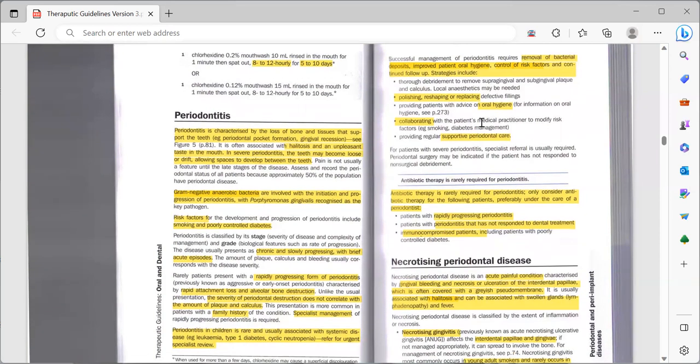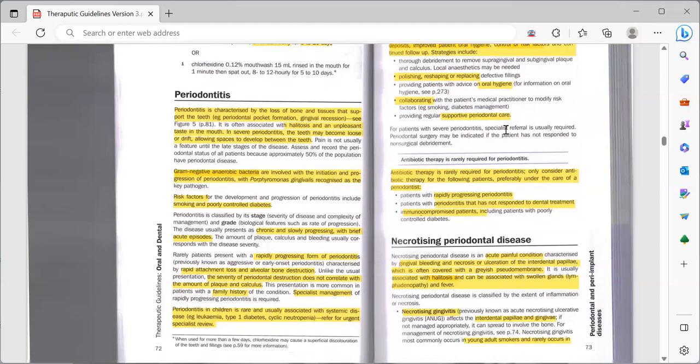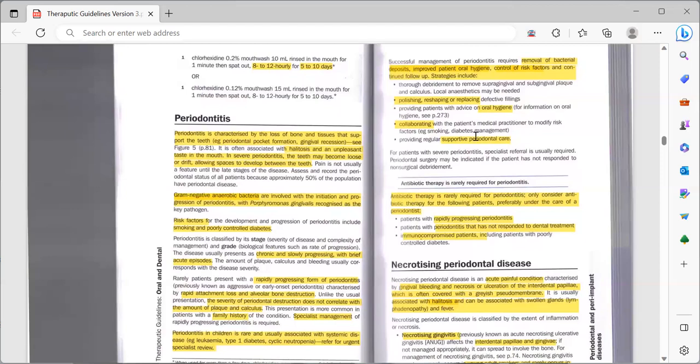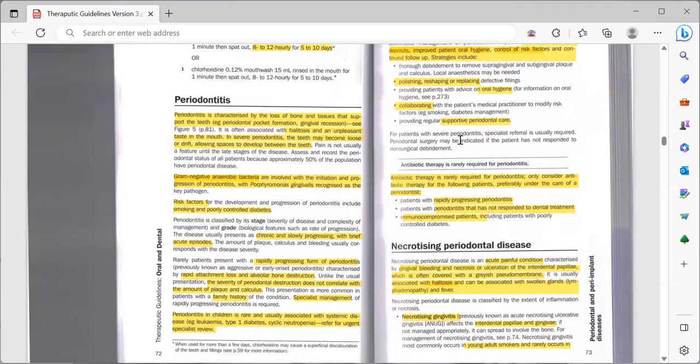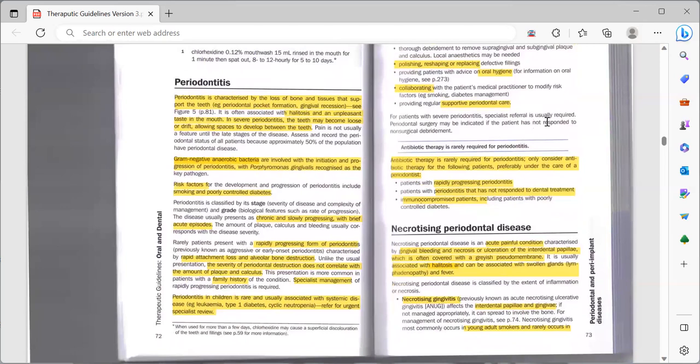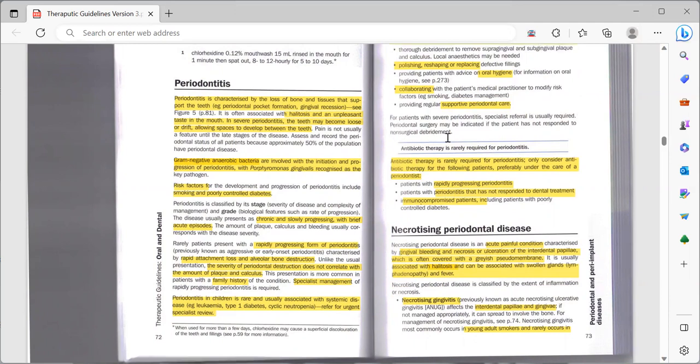Then collaborating with the patient's medical practitioner to modify risk factors. With smoking and diabetes, you cannot do anything, right? So you need to collaborate with the patient's GP. And providing regular supportive periodontal care, which means you need to see your patient more regularly if he has a gum issue. For patients with severe periodontitis, specialist referral is usually required. Periodontal surgery may be indicated if the patient has not responded to non-surgical debridement.